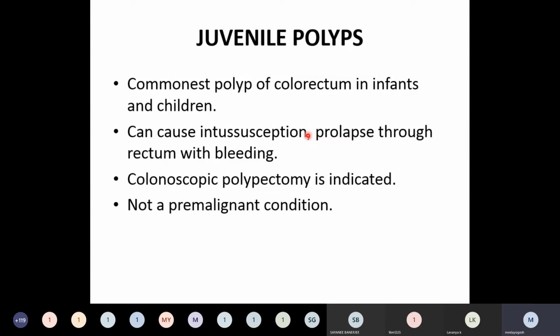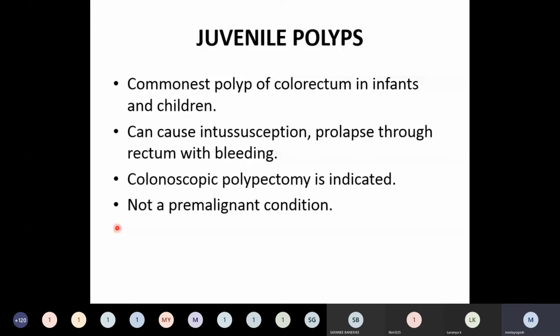The juvenile polyps are commonly seen in the childhood group and infants. It's the commonest polyp of the colon and the rectum. The importance being it can cause intussusception, and the polyps can prolapse through the rectum with associated bleeding per rectum. So per rectal examination is very important in this age group whenever they present with bleeding per rectum.